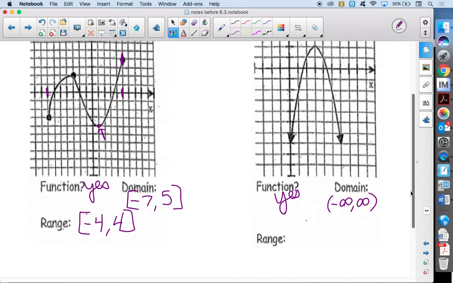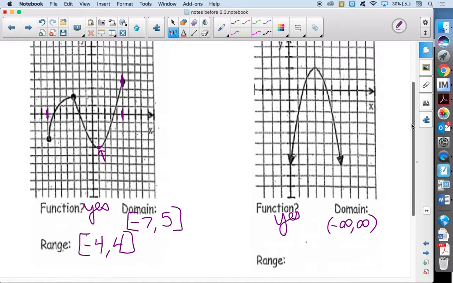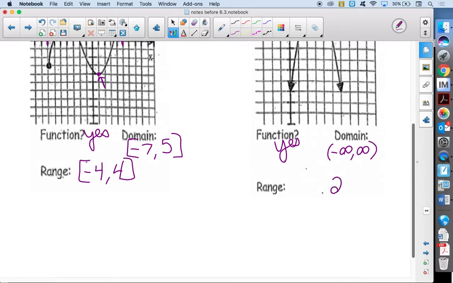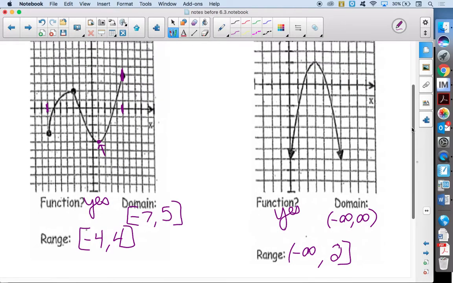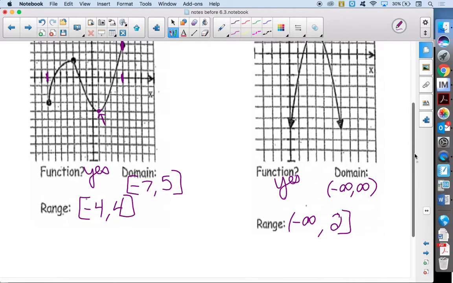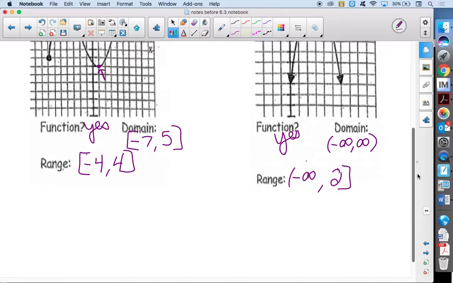How high does this go? What's the tippy top of the graph? Is it 2? Yeah, it is 2. And then what's the lowest point, Ka? Negative infinity, right? So negative infinity and then 2. 2 is the maximum of the graph. So again, even though there's not a point specified there, that's still the maximum of the graph, so it gets a bracket. Questions?